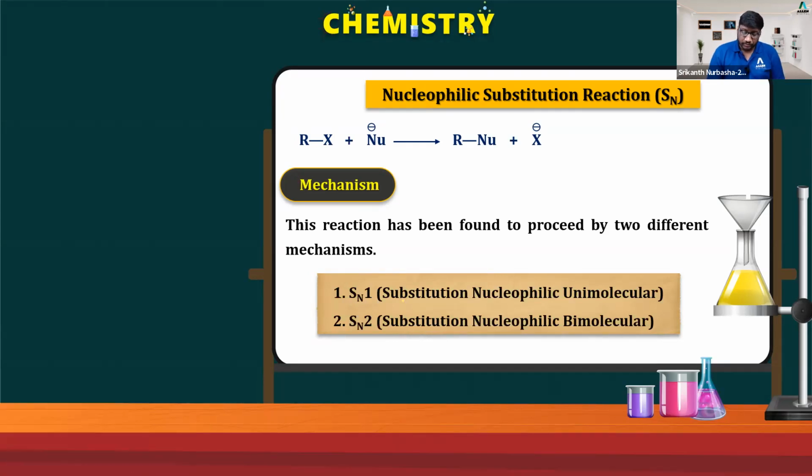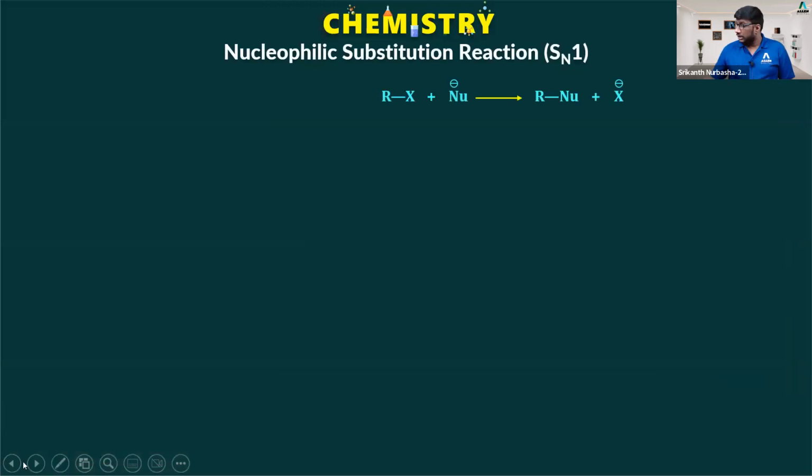SN1: the 1 stands for unimolecular, and N stands for nucleophilic substitution. Unimolecular nucleophilic substitution is SN1. SN2 is bimolecular nucleophilic substitution. Let us start one by one, students. Unimolecular nucleophilic substitution reaction, or the SN1 reaction.